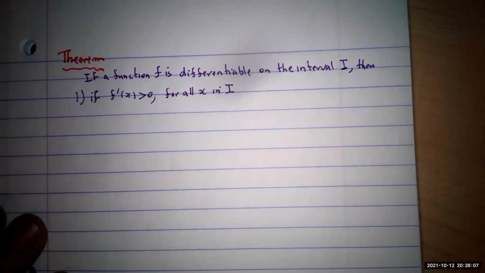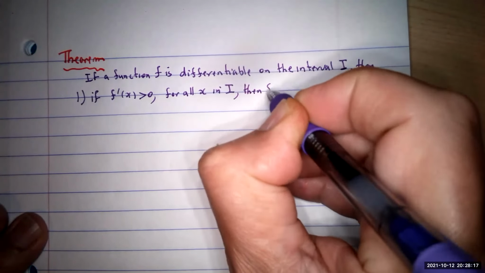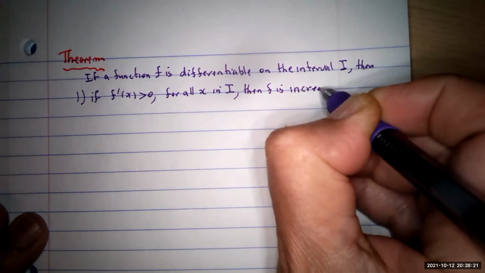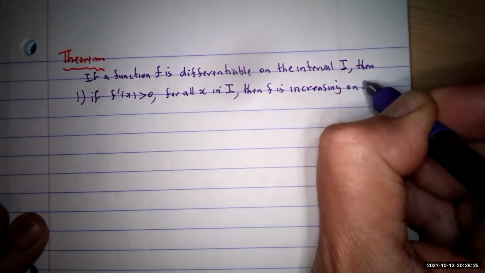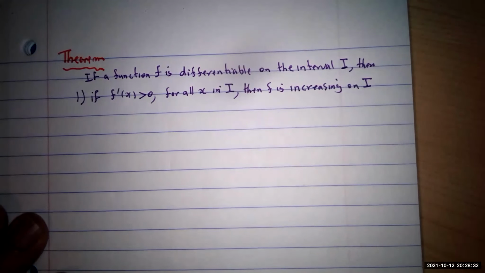Remember, that's the slope. Bigger than zero is up, up, up. So in that case, the function is increasing. Then f is increasing on I. So you have to check the sign of the f prime to see if it's going to be increasing or decreasing, okay? That's a positive.